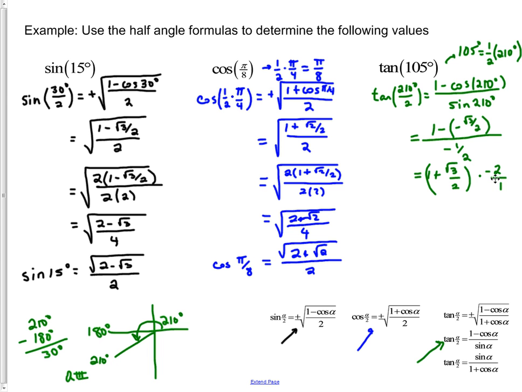And this is the kind of fraction that I can just simplify by using the distributive property. So I'm going to distribute negative 2 into the parentheses. I'm going to get negative 2 minus the square root of 3 over 2 times 2, so that's minus the square root of 3. And so this is the value of the tangent of 105 degrees by this formula. All right, more to come.